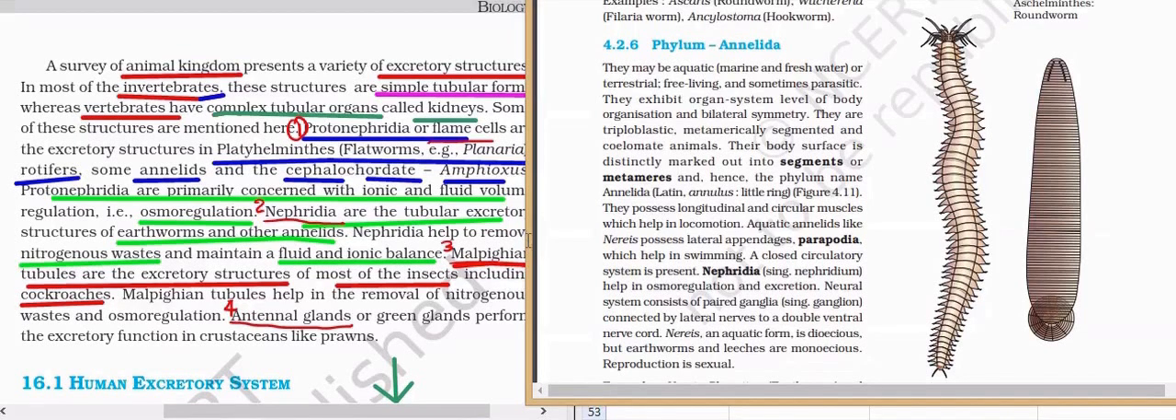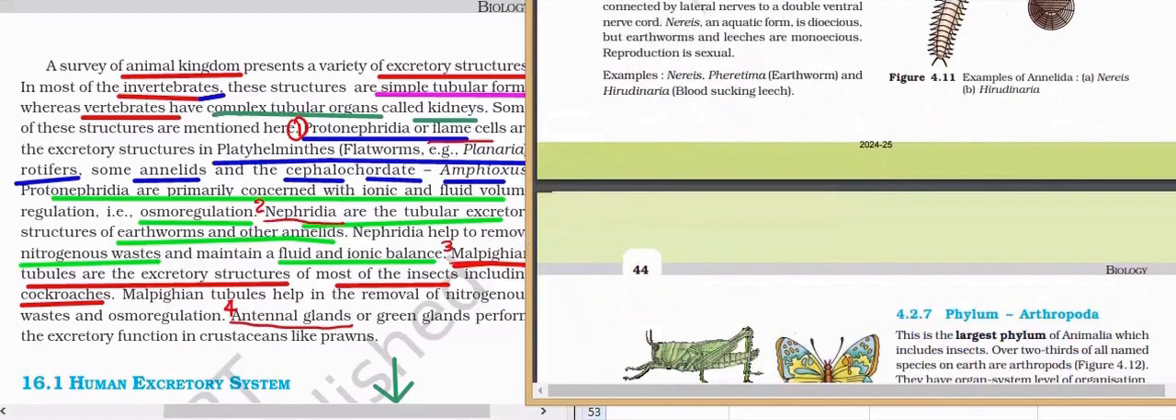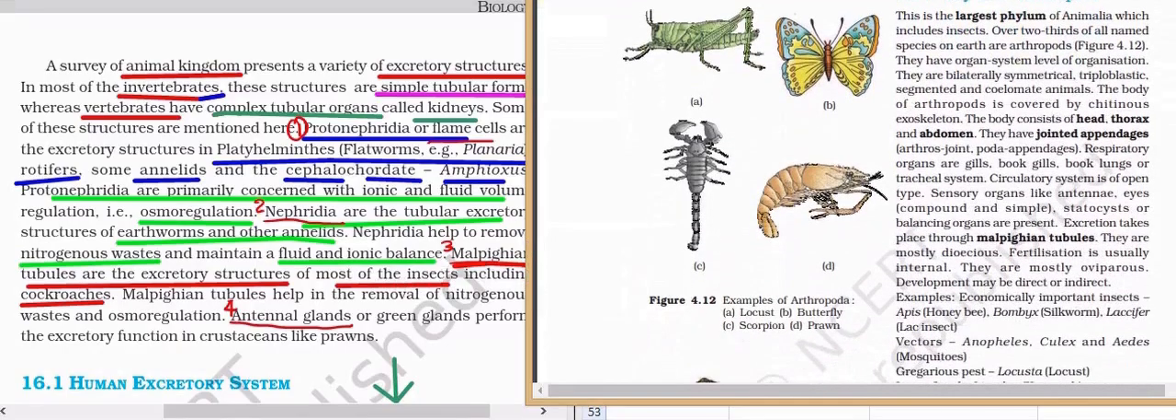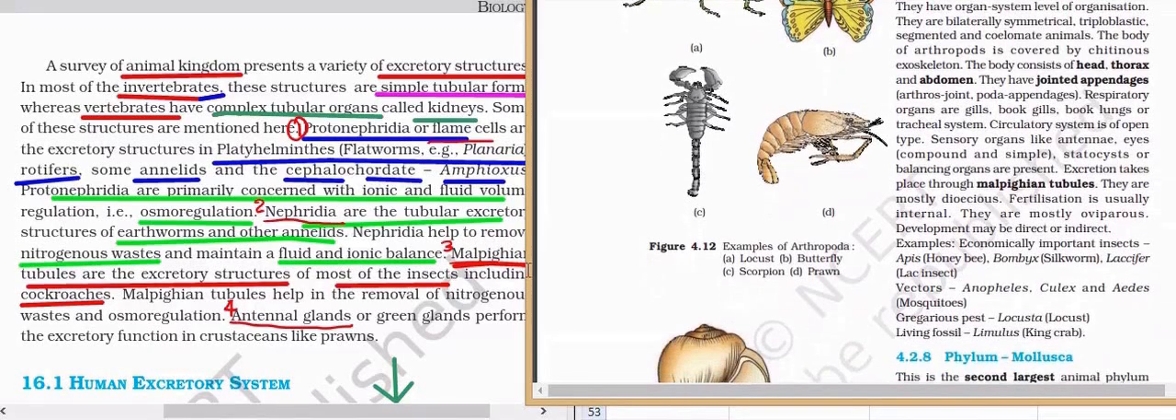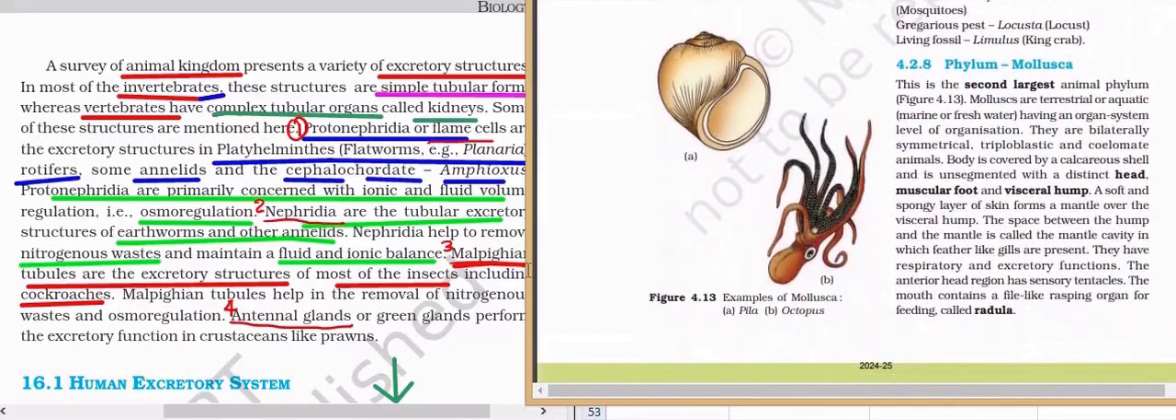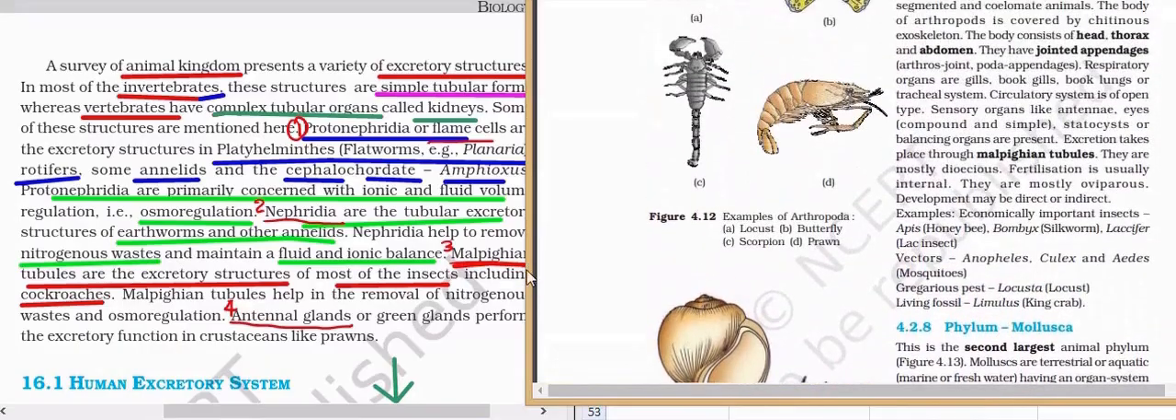Osmoregulation and excretion. Okay, next is Arthropoda, that's insects. It has Malpighian tubules. Malpighian tubules are in Arthropoda, insects. Many examples are there: silkworm, honeybees, Culex, all these things. He didn't mention this much; up to here he mentioned.